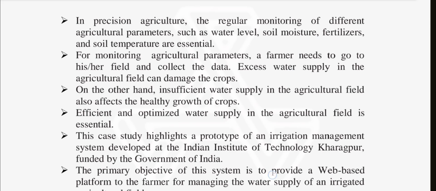This case study highlights the prototype of an irrigation management system developed at the Indian Institute of Technology, Kharagpur, funded by the Government of India. The primary objective of the system is to provide a web-based platform to the farmer for managing the water supply of an irrigated agricultural field.